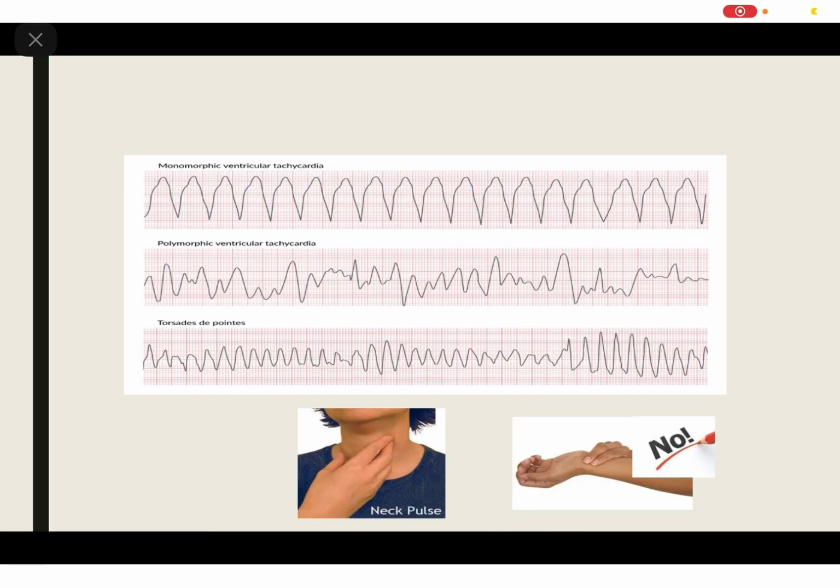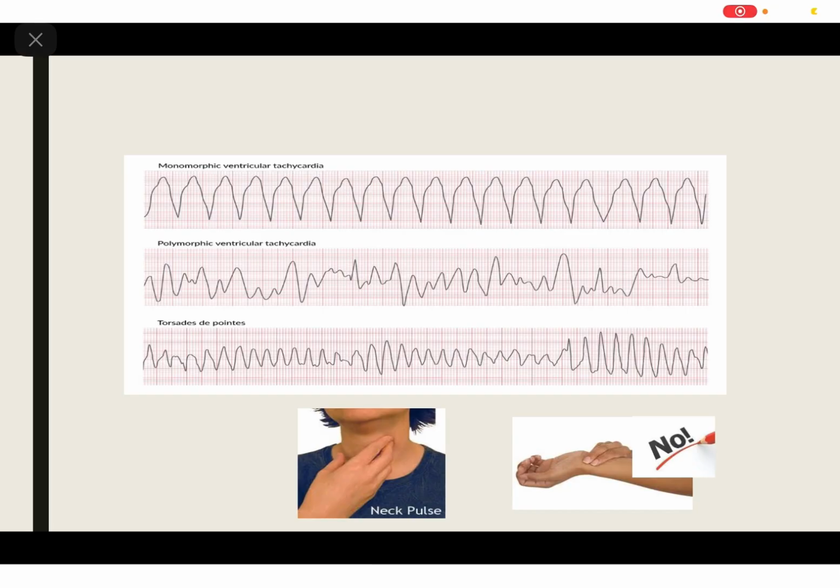Now we have polymorphic ventricular tachycardia, which means it's still coming from the ventricles, but from a bunch of different places, and usually there's no pulse associated with this. Sometimes there is, sometimes there's not. That's more monomorphic. You might have VTAC with a pulse, but polymorphic, honestly, never.